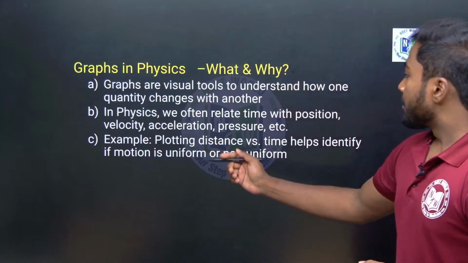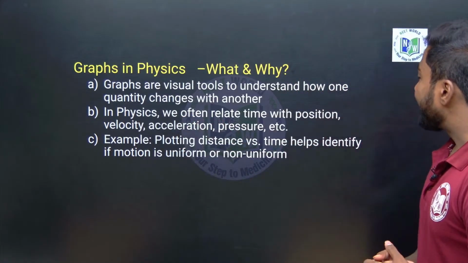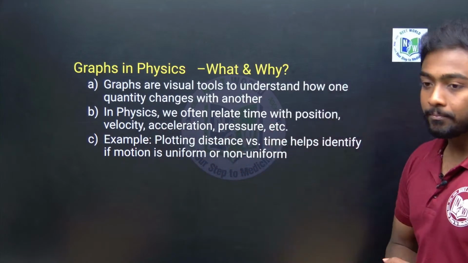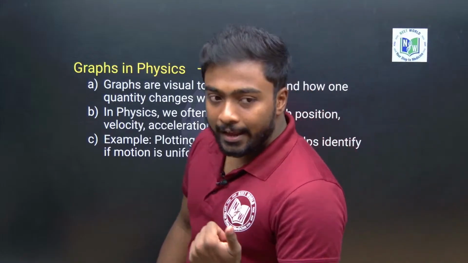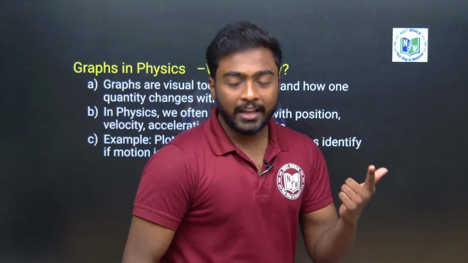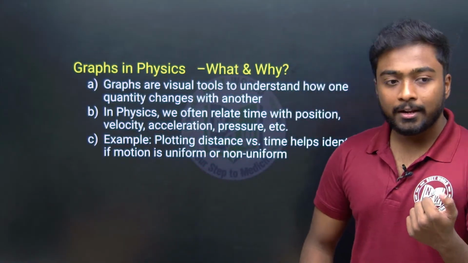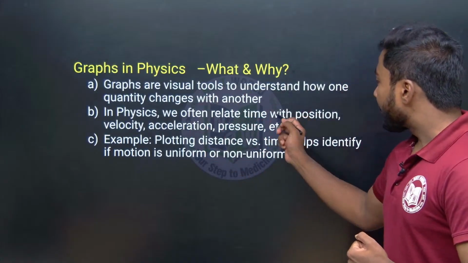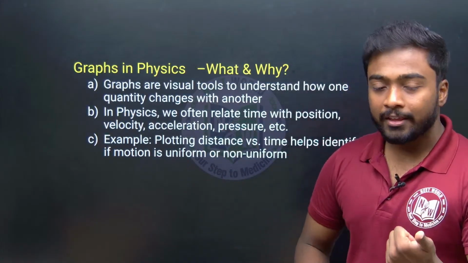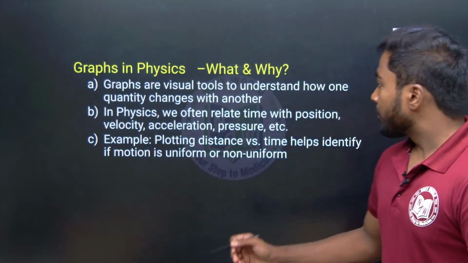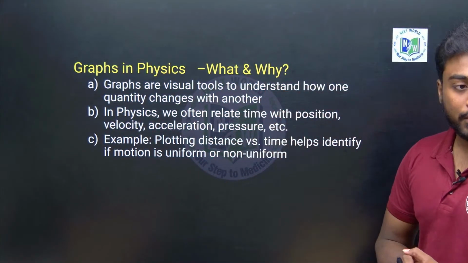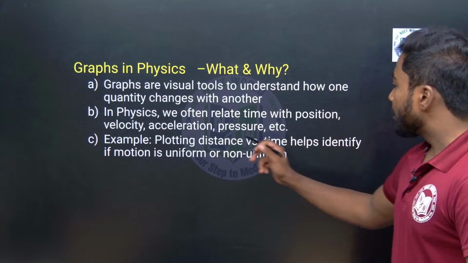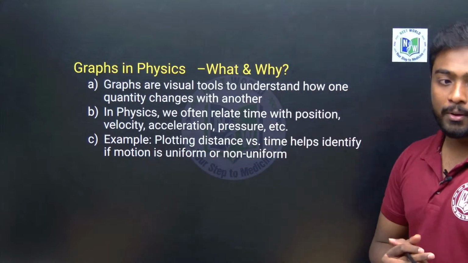The second point is, in physics we often relate time with position, velocity, acceleration and pressure. For example, if I take a velocity-time graph and take the area under it, I will get displacement. Similarly, if I take an acceleration-time graph and calculate the area, I will get velocity. This is where graphs play a major role in physics. For example, plotting distance versus time helps to identify if a motion is uniform or non-uniform.